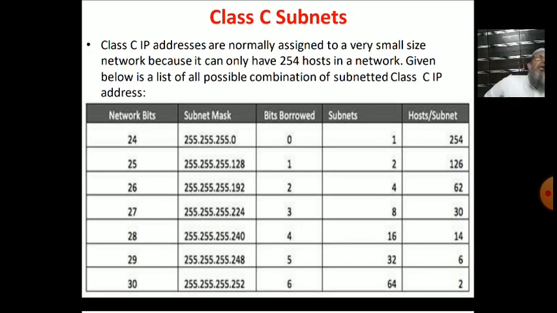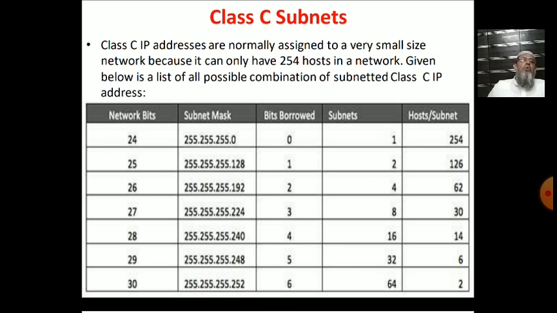In the same way, class C, all the possible combinations of class C. Here 24 network bits are there. Subnet mask is 255.255.255.0. Bits borrowed 0, that is the default. Subnet is 1, and the maximum hosts per subnet is 255. We can't borrow 7 bits, we can't borrow 8 bits. The maximum we can borrow is 6 bits. With 6 bits, the network bits will become 30, and the subnets will be 64, and every subnet has a maximum of 2 hosts.